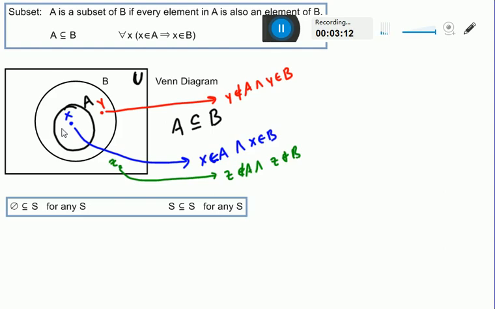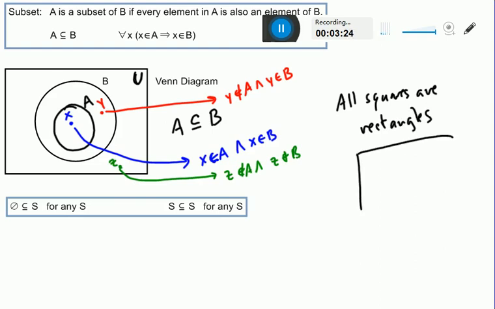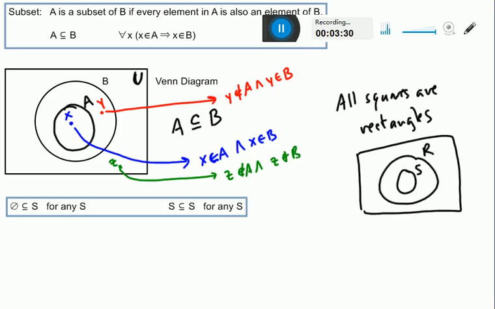Now, one situation we know is that all squares are rectangles, but not necessarily the other way around. So we could represent a Venn diagram to think about all the sets of rectangles here and recognize that squares are part of them. But we couldn't do it the other way around.